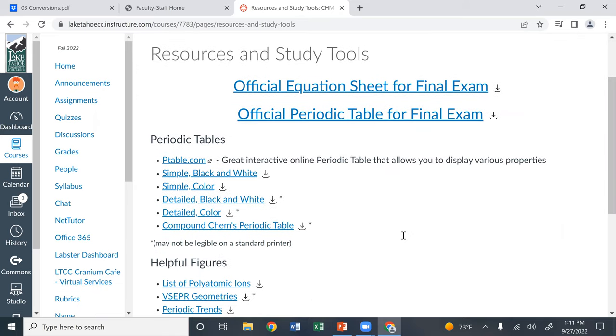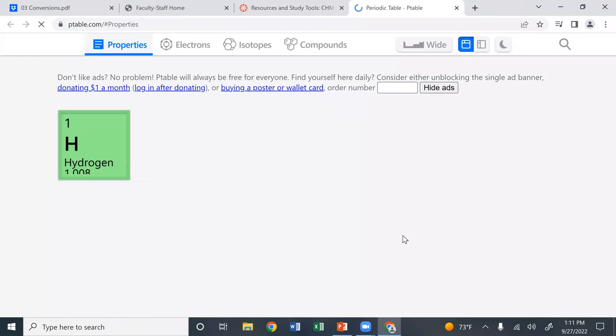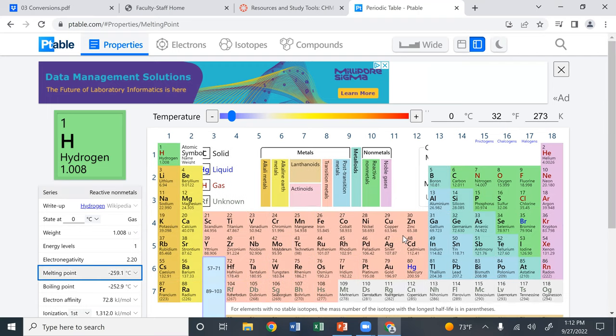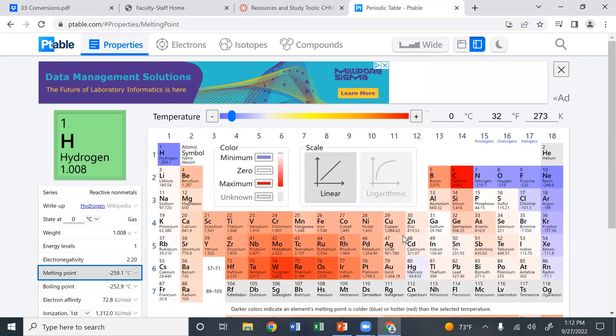Like I said, there are lots of other versions here. For instance, Ptable is a really cool one that is interactive. You can click and change things like, okay, I want to display it based on melting points. So the lowest melting points are the ones in blue, the highest melting points are the ones in red. You can do all sorts of cool stuff like that. And they have a downloadable PDF version as well.